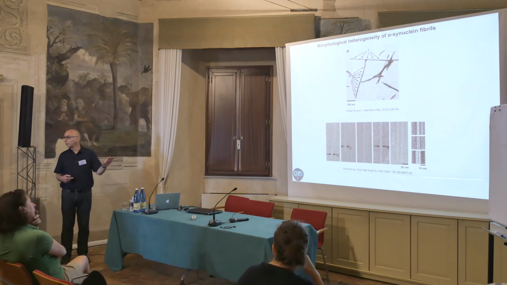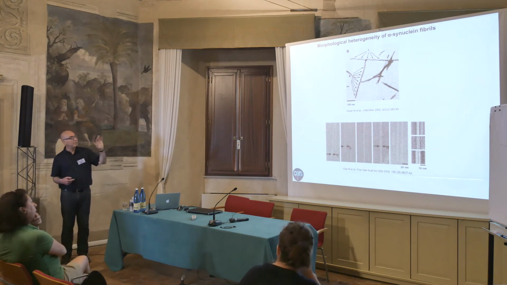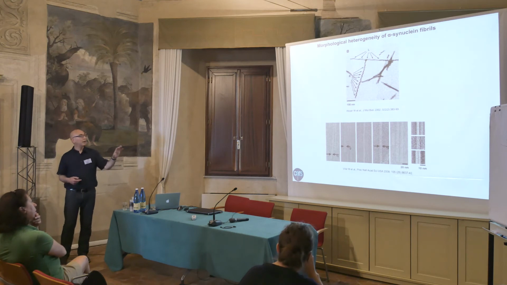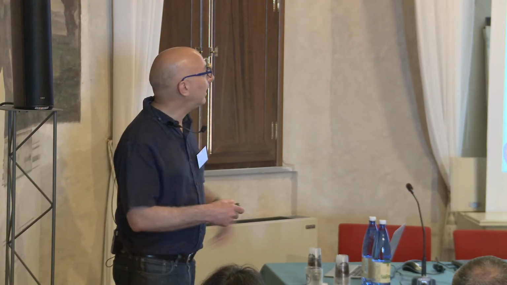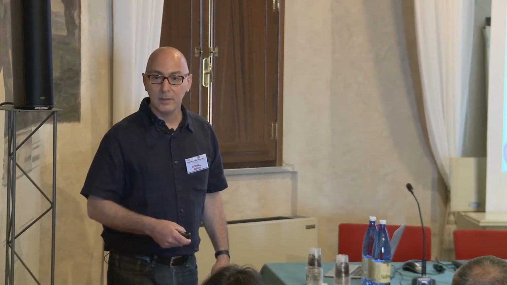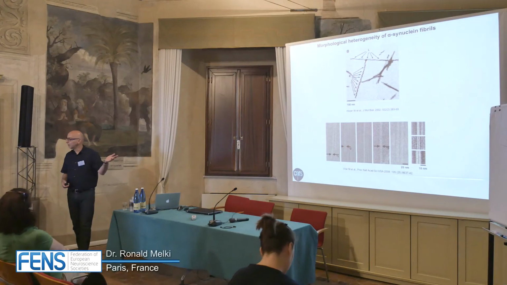This is not our work, but this has been published many times in journals. So I picked up a couple of examples. When you assemble alpha-synuclein in a test tube, you don't have one single form in the electron microscope. For example, in this study, you can see 3 forms. Some are soft, some are twisted, some are right-handed, some are left-handed, and the pitch is not the same, meaning that this is heterogeneous.